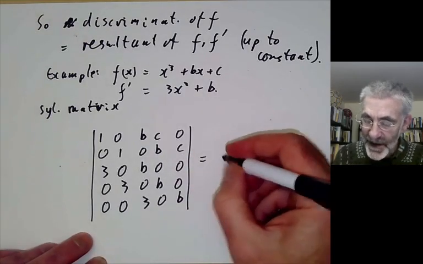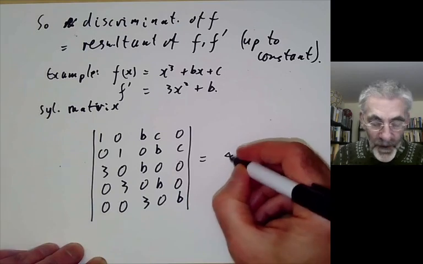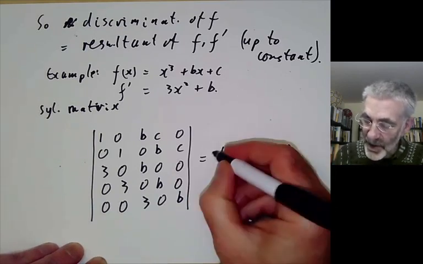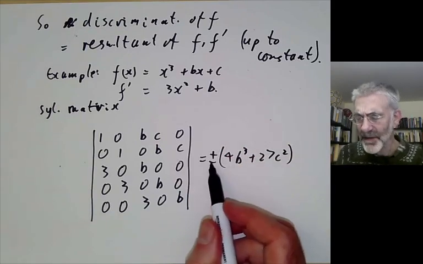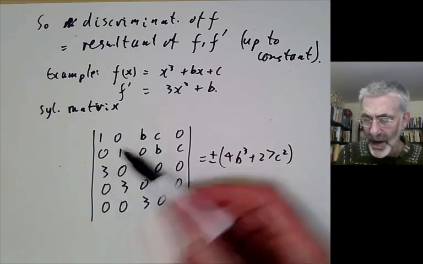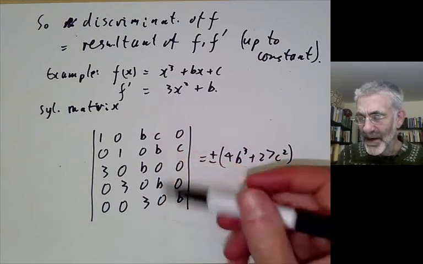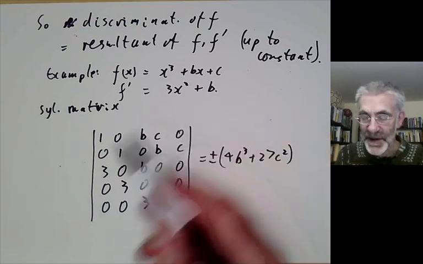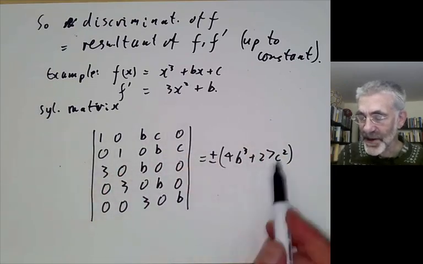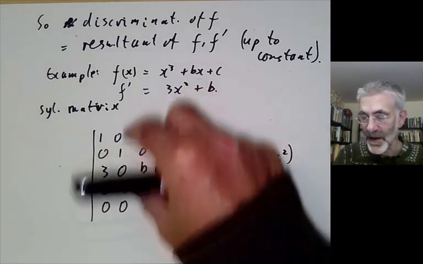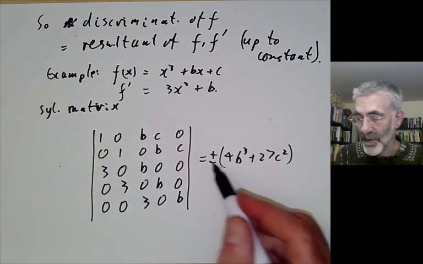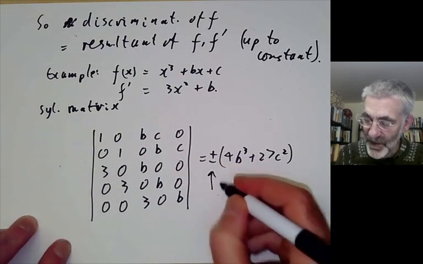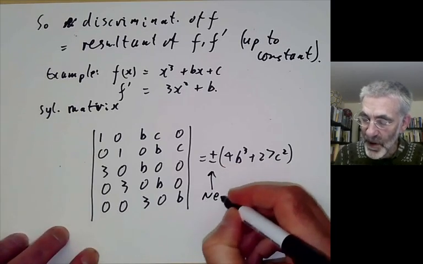And what we find is this is 4b cubed plus 27c squared, except up to sign, because the sign is a bit difficult to pin down. It's not really clear that the sign is even terribly well defined, because if we swap two rows of this matrix, we're going to change the sign of it. So maybe if we'd put these polynomials in a different order, it might change the sign or something. So this needs more work.